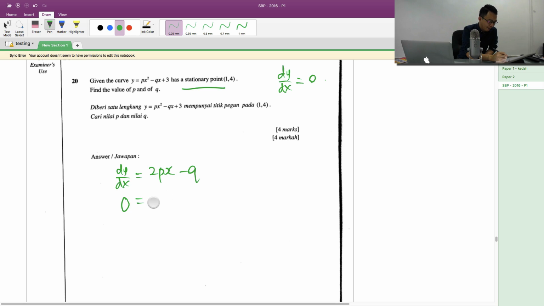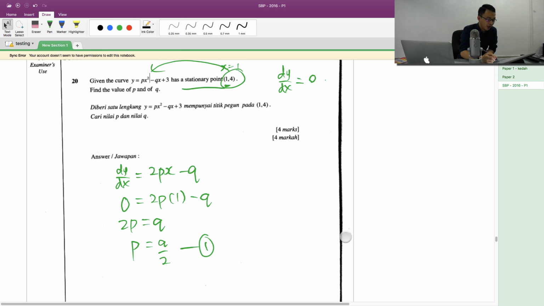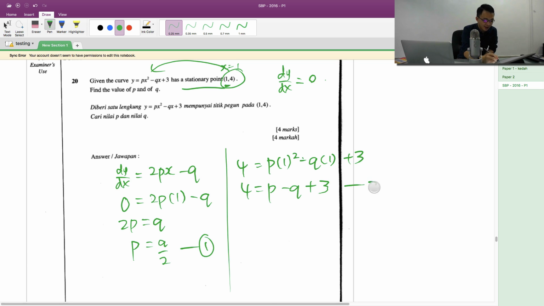So 2p, the x is 1, my x equals 1 because of that coordinate, minus q. So I can say 2p is equal to q. So p equals q over 2, my first equation. Then I will substitute the whole coordinate into the original equation, then I do simultaneous. So when y equals 4, px squared, x equals 1, minus q times 1 plus 3. So I will have 4 equals p minus q plus 3. This one is my second equation.